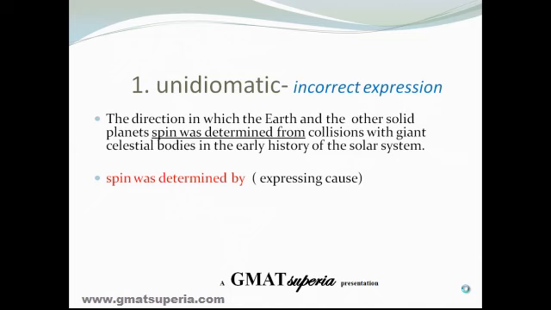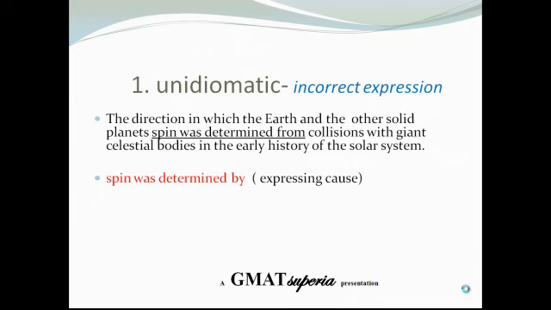At first look at the sentence, you would wonder whether you should use spin or spins. It says the direction in which the Earth and the other solid planets spin. One way is to look at the meaning and understand what spins. Is it the direction that is spinning, or the Earth and the solid planets? No doubt it is the Earth and the solid planets. So spin is correct because Earth and the solid planets together is a plural word. So then we see a prepositional phrase, in which the Earth and the other solid planets spin.